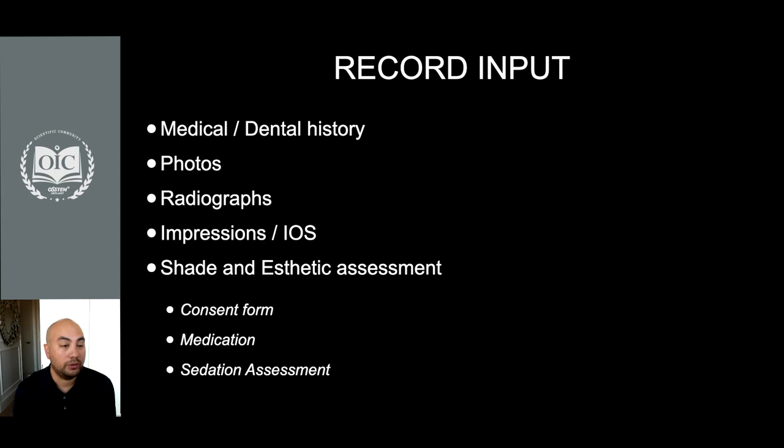Regardless of the protocol you may want to adopt, these are the clinical record inputs that you must collect, which are medical and dental history, photos, radiographs, impressions or intraoral scanning, shade assessment, and aesthetic assessment. In addition to that, you want to discuss with the patient the consent form, the medication post-surgery, and the sedation.